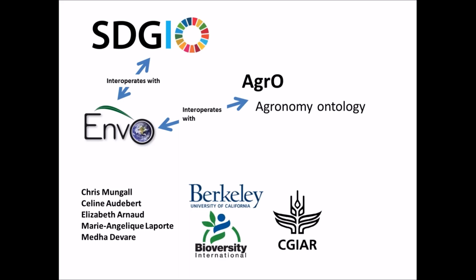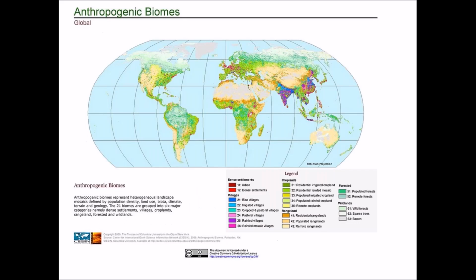So in this example, we're going to look at an ontology called the agronomy ontology that's being put together in collaboration with the University of Berkeley, Biodiversity International, and led primarily by the CGIAR. That ontology is to clarify agronomic knowledge about agronomic practices, equipment, and interventions in the field. It connects with ENVO to see how those things impact local environments and what kind of ecosystems they connect with. And we're working on trying to then connect it to SDG.io and the goals and targets related to agronomy.